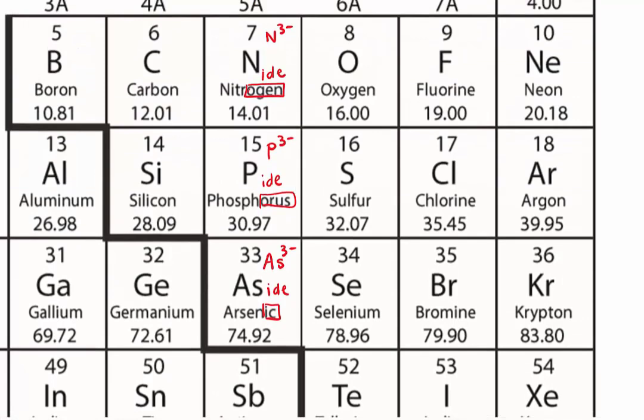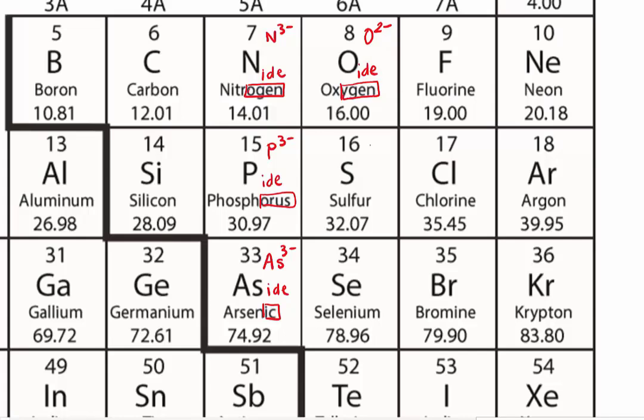Then we go to oxygen, group 6A, which forms a 2- ion because it gains 2 electrons to be stable. So in this case, what's the ending for oxygen? Just like nitrogen, oxygen is O-X-Y-G-E-N, so we drop that and add IDE. The formula for the oxygen ion is O2-. So when you see O2-, we would say oxide, not oxygen.